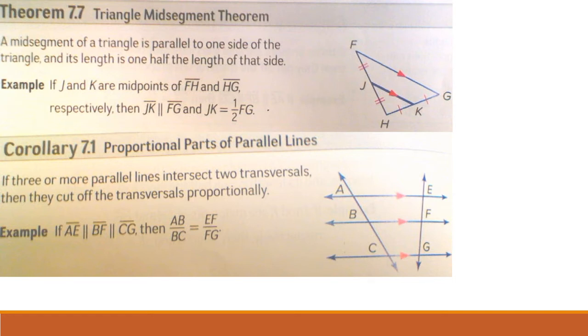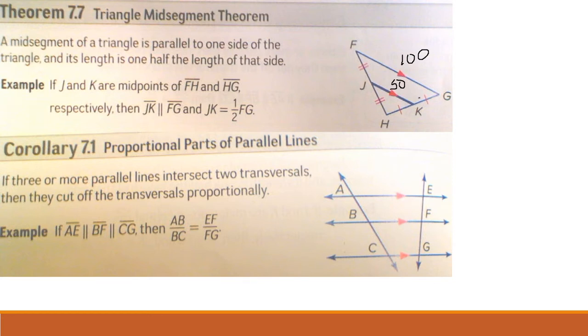Now this theorem says that JK is half the length of FG. So if FG is 10, JK would be 5. If FG was 100, JK would be 50, and so on and so forth. So again, the requirement is that JK has to be a mid-segment.